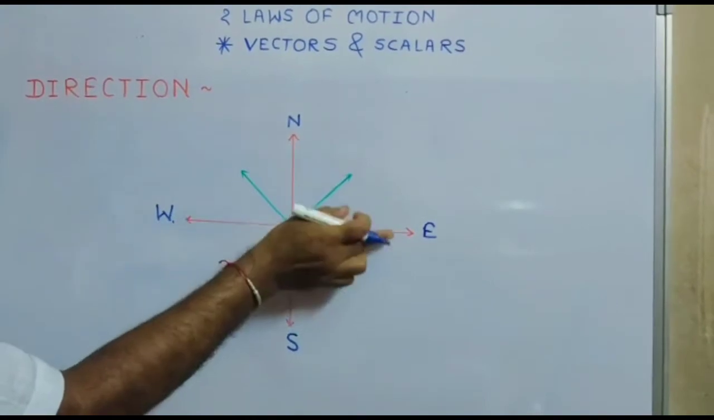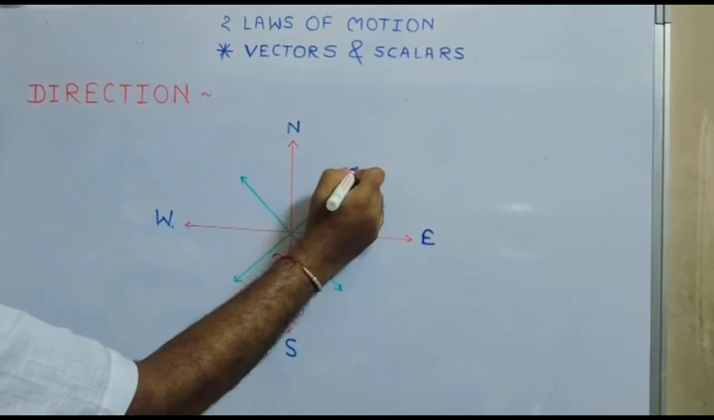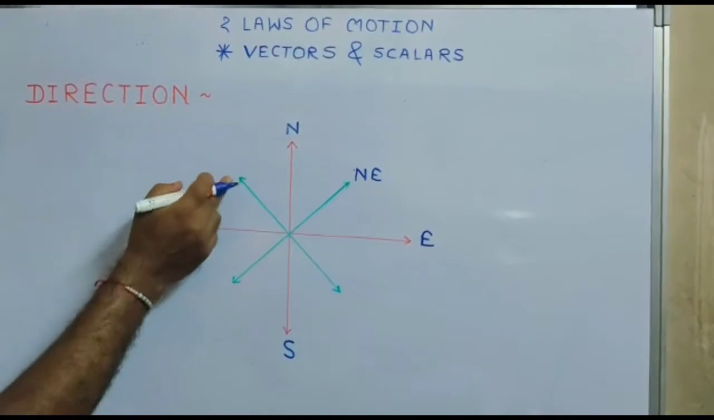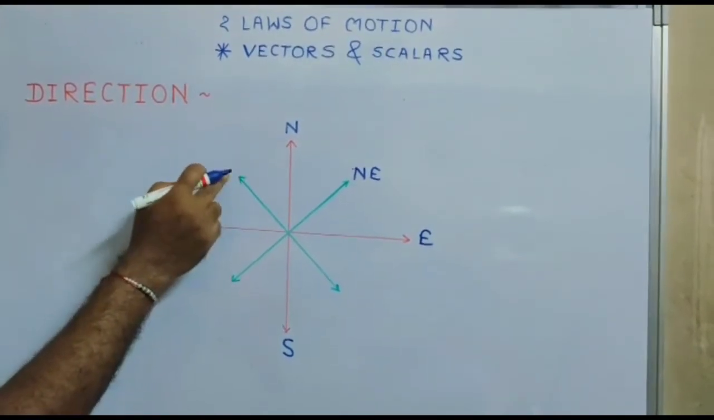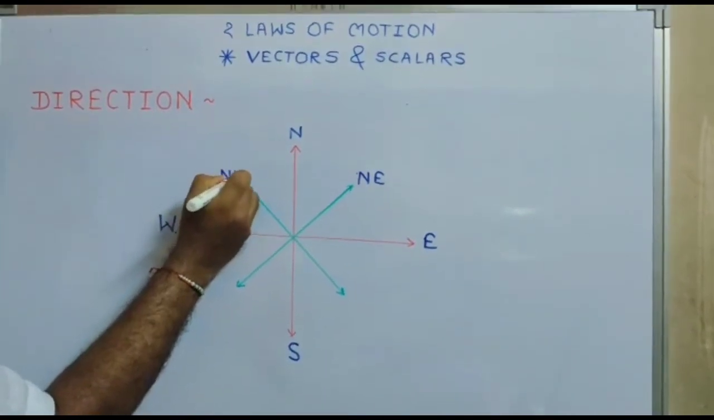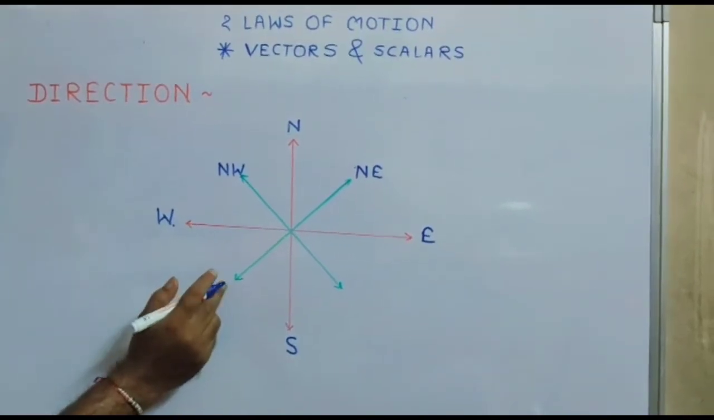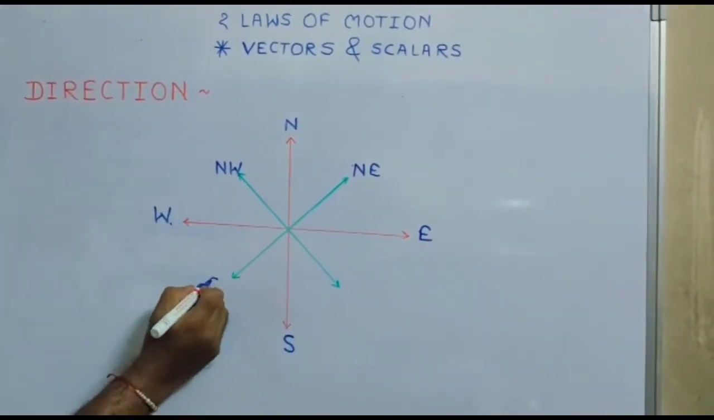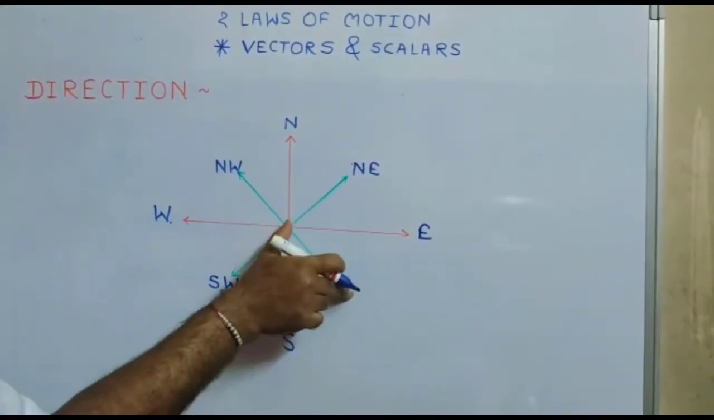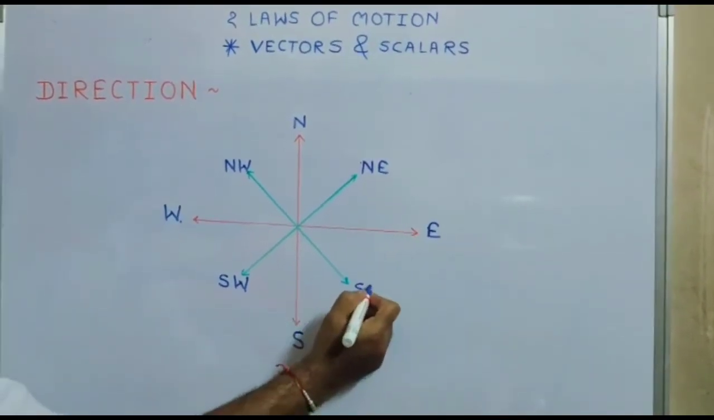Now in between north and east, if there is anything present, we are representing it by northeast. Now in between, if there is a thing or an object present, then we are representing it by northwest. Again, if there is something present here, we are representing it by southwest. If there is an object present with respect to this reference object, then we can represent it by southeast.